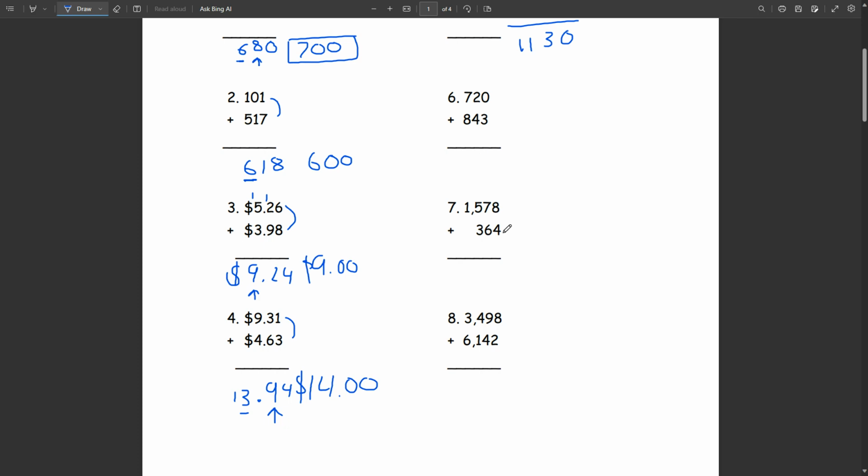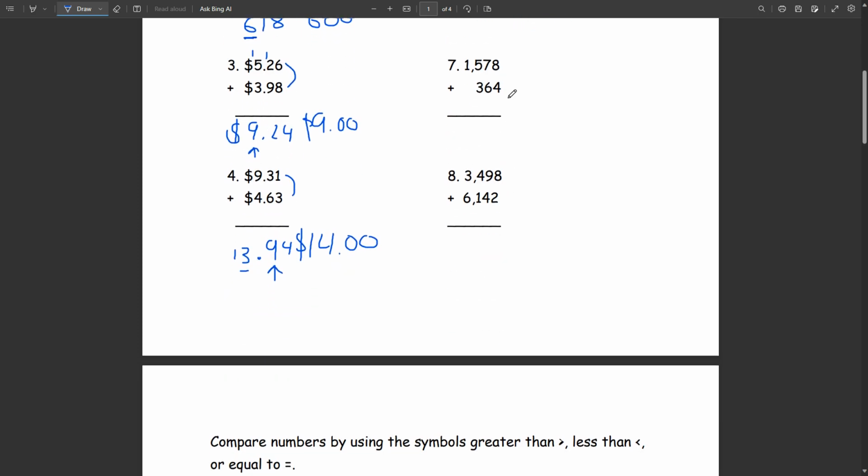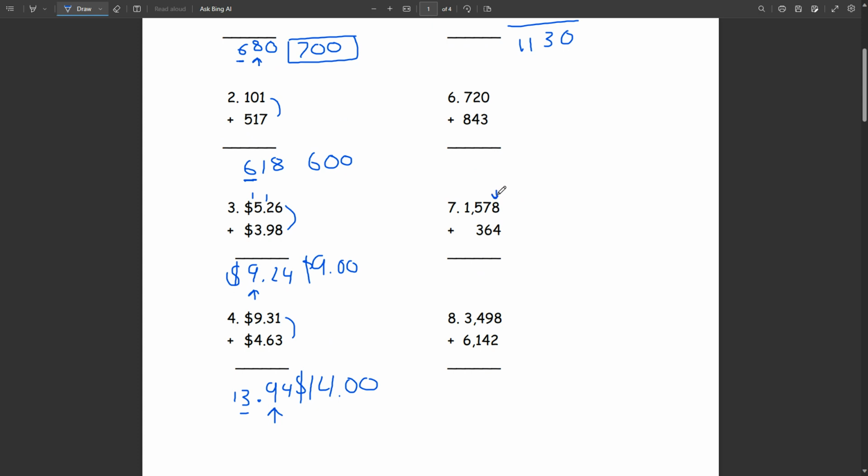Let's skip 6. Let's go to 7 here. So we want to round to our tens. This number is 8, which is 5 or more, so we're going to round this one up one. So we're basically plus 1ing this. So it'll be 1,580. And then 364, this is 4 or less, so we're not rounding up, so we just keep it as 360. Now we add these numbers. 0 plus 0 equals 0, 8 plus 6 equals 14, 5 plus 3 equals 8, plus 1 is 9, and then we drag the 1 down, so we get 1,940.